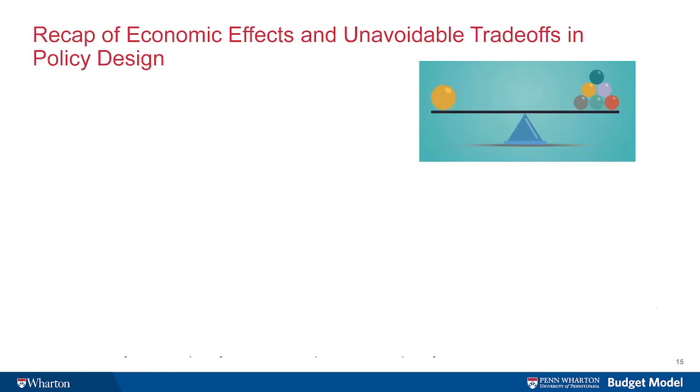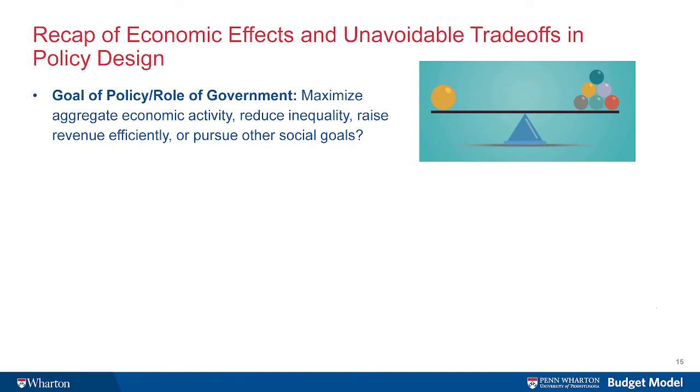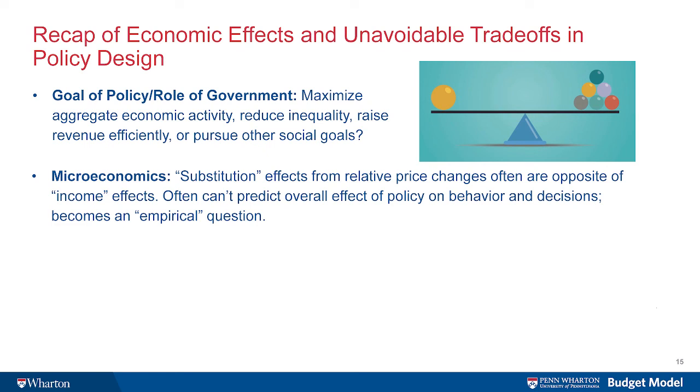So let me recap to summarize the different economic effects and trade-offs that we've talked about today. We started by discussing the goal of policy, the role of government to maximize economic activity, reduce inequality, raise revenue efficiently, pursue other social goals. These are all different possible goals of government intervention in the economy, and they often trade off against each other. In terms of the microeconomics, we saw that substitution effects from relative price changes caused by policies often work in the opposite direction of income effects, and often we can't predict the overall effect or total effect of a policy on behavior and decisions, and it becomes an empirical question.